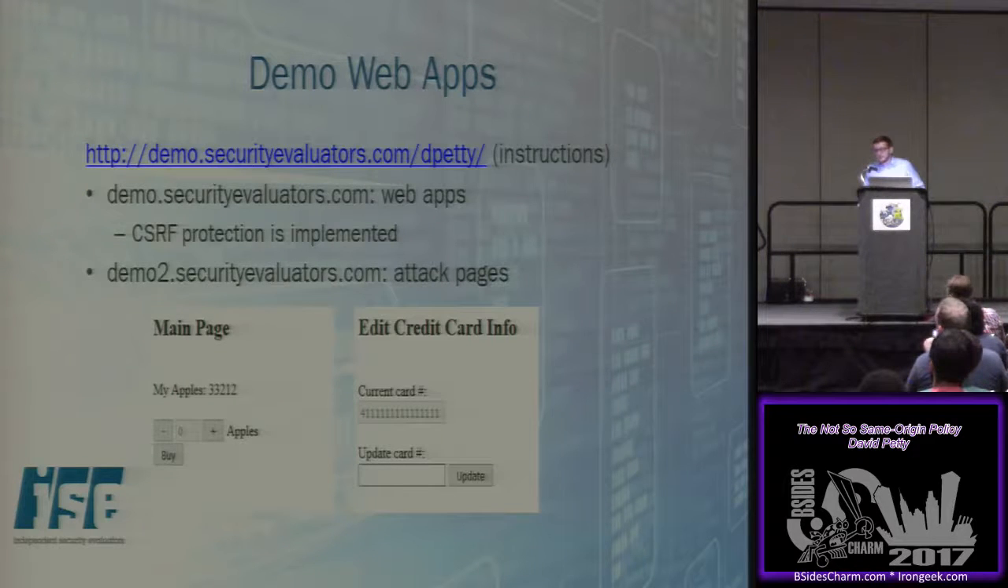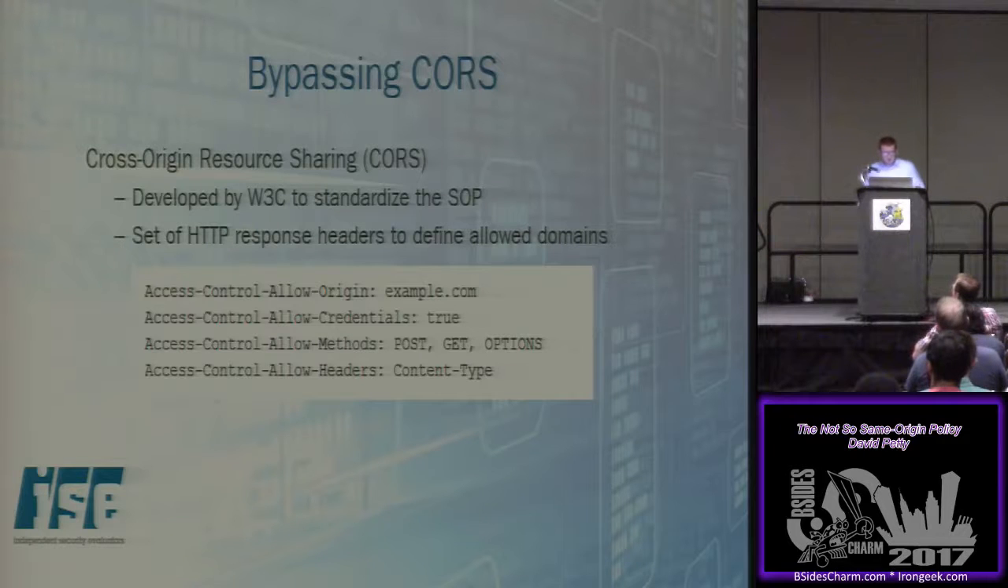Okay, first though, I want to introduce my demo web apps. They're found at demo.security-evaluators.com/dpetty. And on that page, it has a brief summary of this talk and instructions on where the links are and how to use the attack. It's important to note that demo.security-evaluators.com is hosting the web applications, while demo2.security-evaluators.com is hosting the attack pages because it needs to demonstrate a cross-origin attack. And I do have the CSRF protection implemented in the web applications because I'm going to show how we can bypass it. And obviously the app looks awesome. You can buy apples or update your credit card, and it's completely arbitrary. It's just for demonstration.